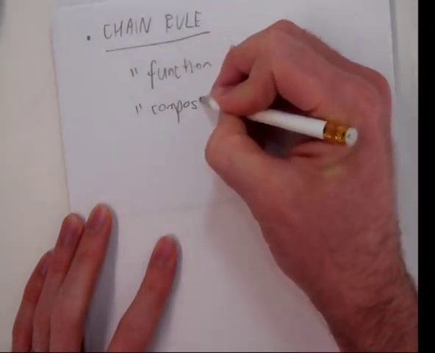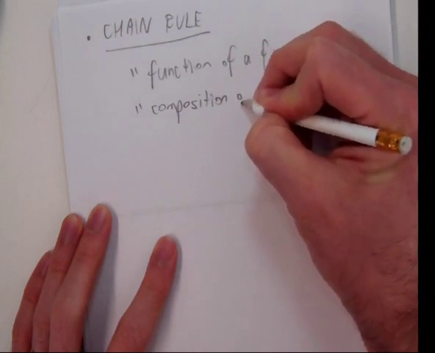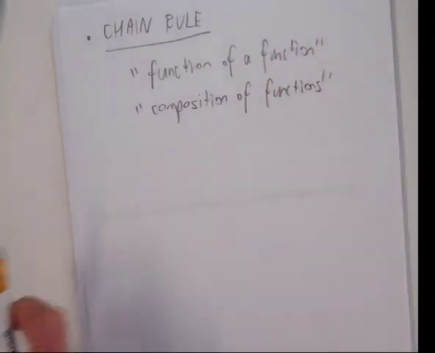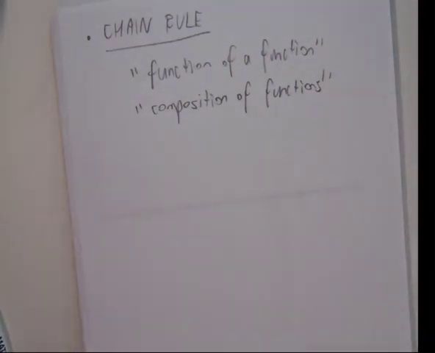You may also know it as the composition of functions rule. But here at school, when you learn it in South Australia, it's called the chain rule. And it goes like this.